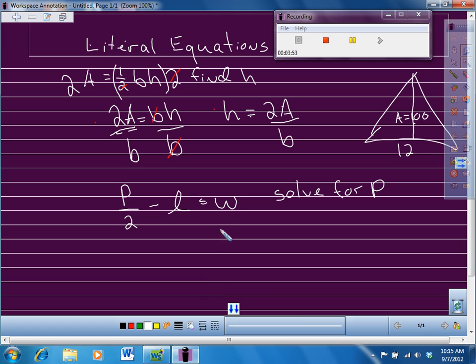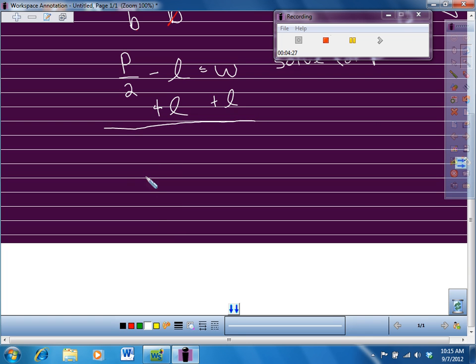Who can tell me what would be the first step? Yes, Catherine. Because you remember, you go in the opposite order of the order of operations. So instead of multiplying by 2, I want to get rid of this L first. How do I get rid of that L first? Yep, add L first. Very good. So I'm going to add L over here. Then I have P over 2 equals W plus L.